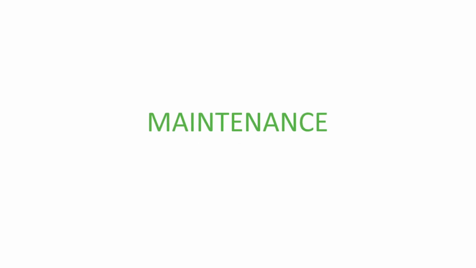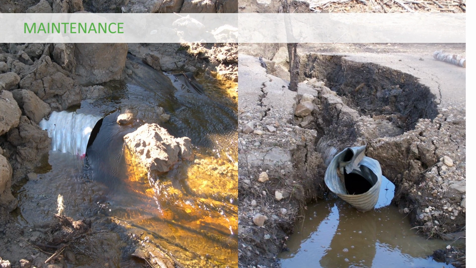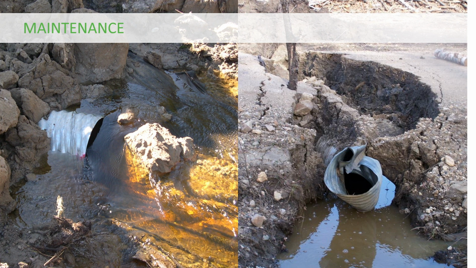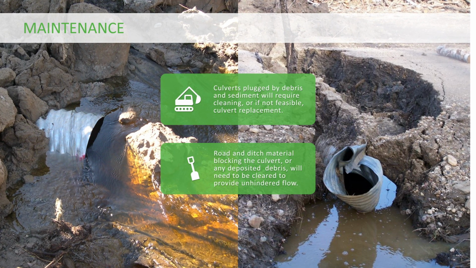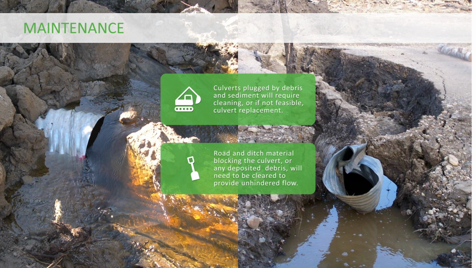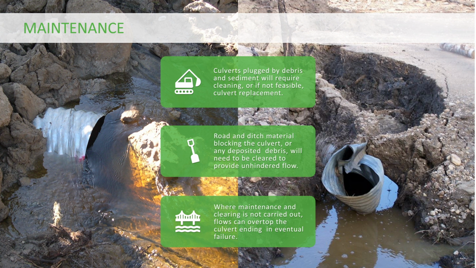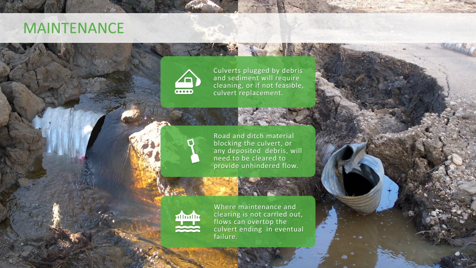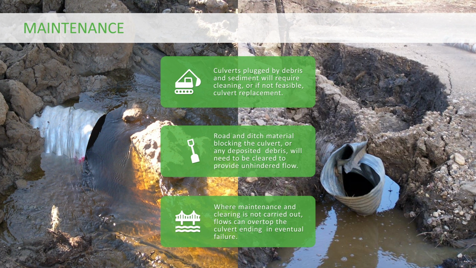Maintenance. Water management maintenance for roads includes observing for damage and functionality of the culverts and offtakes. Culverts plugged by debris and sediment will require clearing, or if this is not feasible, replacement. When maintenance and clearing is not carried out, water can overtop or flow along the length of the culvert, ending in eventual culvert failure.